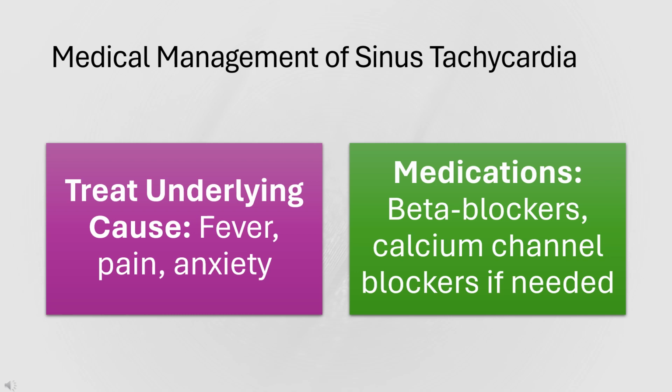In terms of medications, let's look at a few very common ones. Beta blockers, such as metoprolol or atenolol, are commonly used to manage sinus tachycardia.